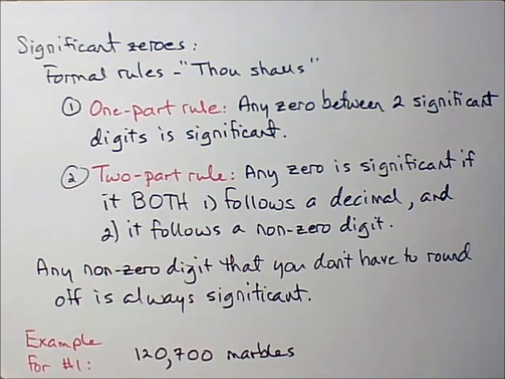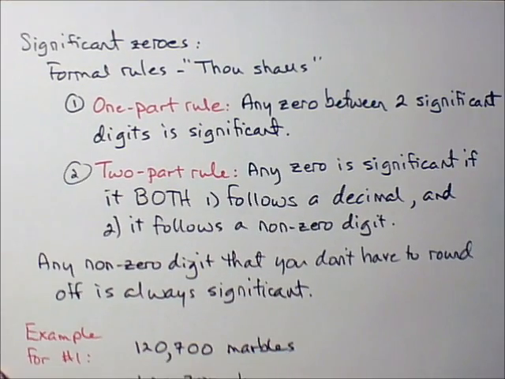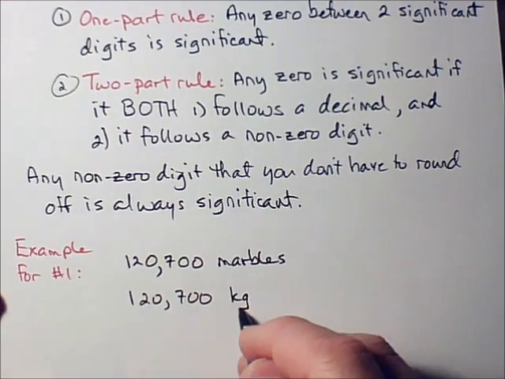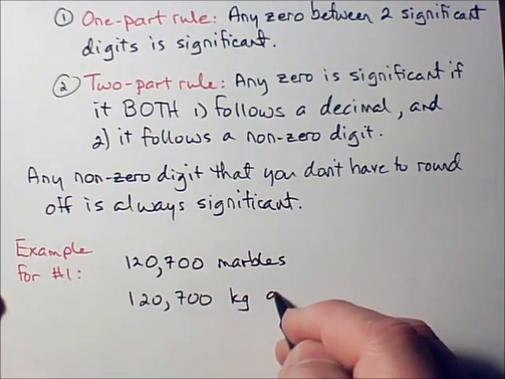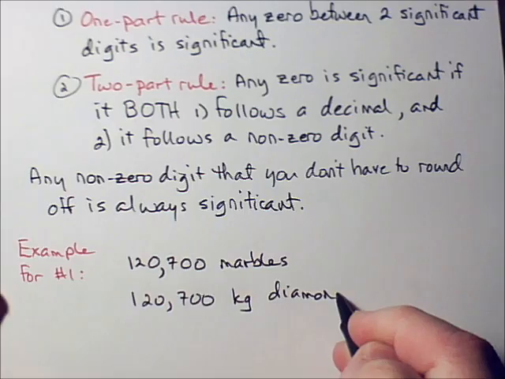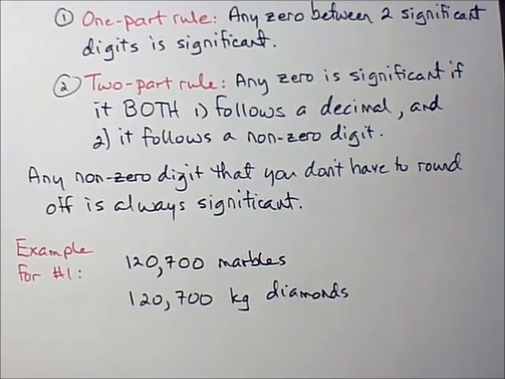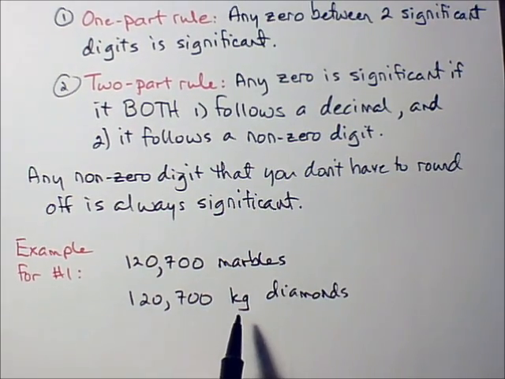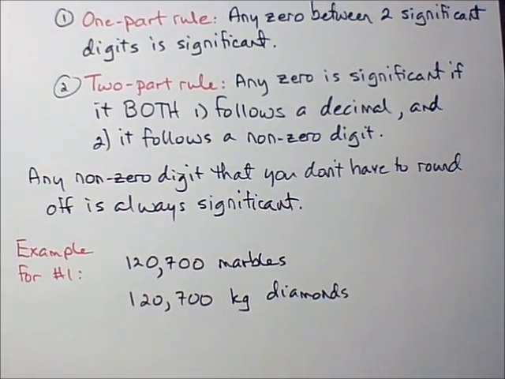All right. So let's do something that is measured then. Let's say we have 120,700 kilograms of diamonds. Now we've got a measured number. The significant zero rules apply to a measured or calculated number.